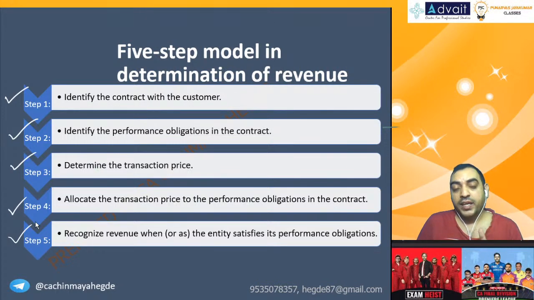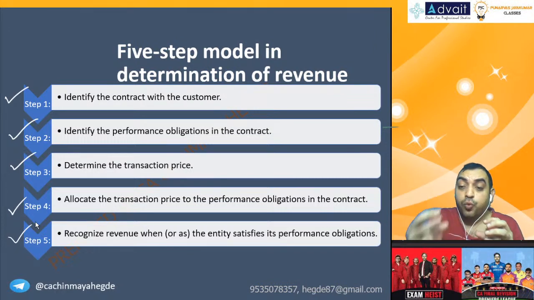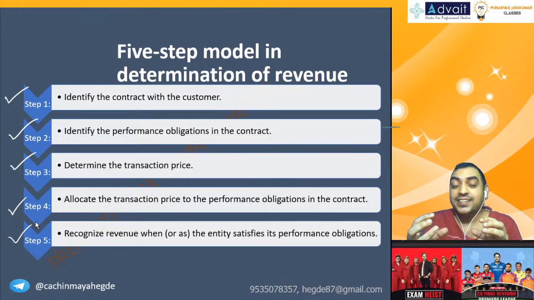Now, identify performance obligations. In every contract, every sale, there are 2 parties, seller and buyer. The seller has some rights and obligations, and the buyer has some rights and obligations. Where will these be mentioned? In the contract. That is why the first step is the contract. What the seller or service provider should do is called the performance obligation. And what the buyer should give, what the buyer should pay, is called the transaction price.